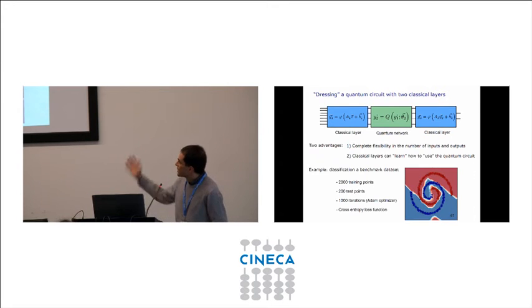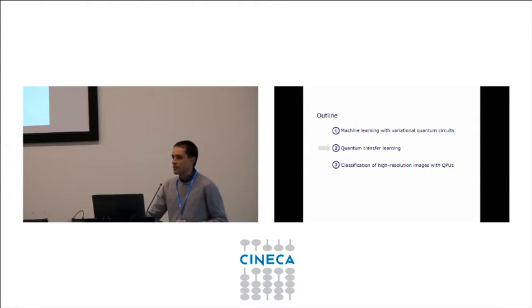And just to give you an example, we apply this simple model to classify points on a plane. This is a typical benchmark data set that you can test with all the machine learning algorithms that you want. And in this case, it works quite well. The main part of the nonlinearity that you need to fit these spirals is given by the quantum part. But the classical layers are very useful to encode and to decode the information.